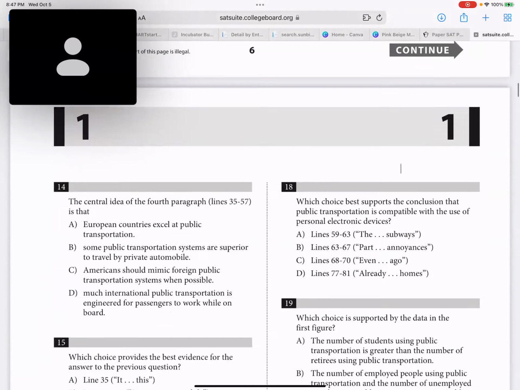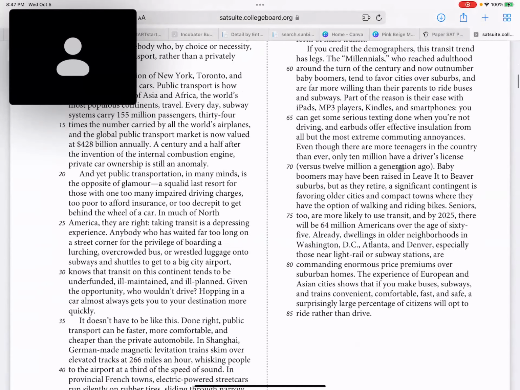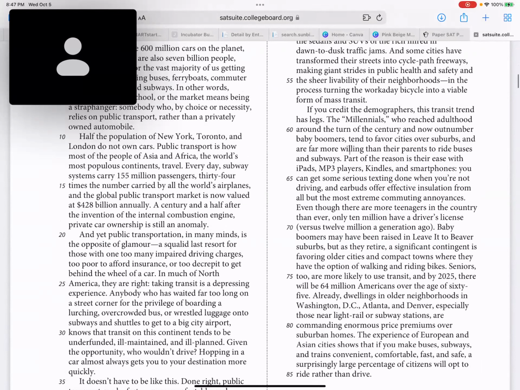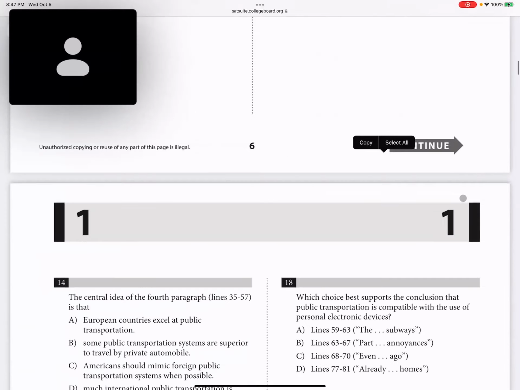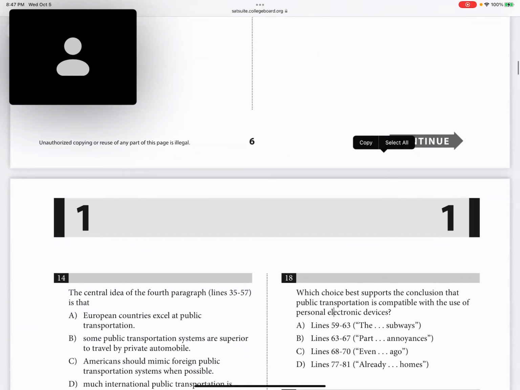63 through 67, I think, is part of what we just read, right? Part of the reason is their ease with iPads. Yes, you can get some serious texting done when you're not driving. Earbuds offer effective insulation from all but the most extreme. Okay, that's what we just read. Does that back up the point that it's compatible with the use of personal electronic devices? Yeah, it does. I think B is really good.